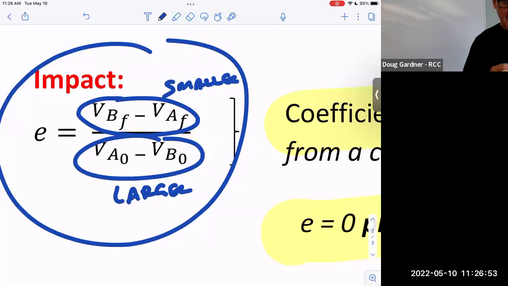And really the negative sign, if you will, you might notice it's like, oh yeah, B came first up here, but then A came first down there. That's just going to make sure it comes out as a positive number.